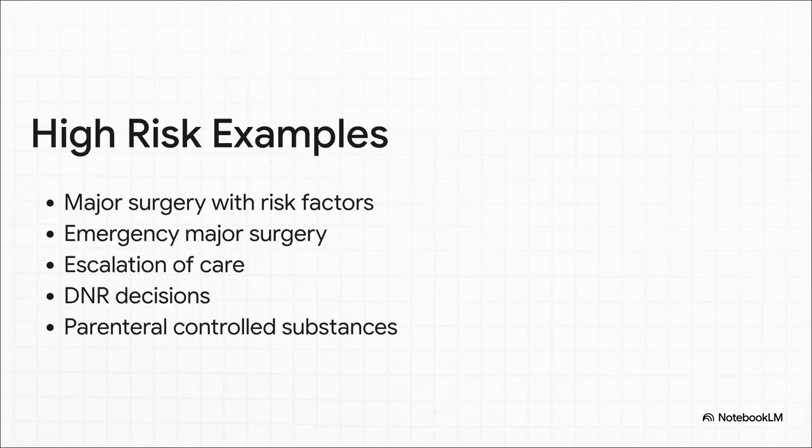So what does high risk actually look like in a chart? Well, it's deciding on an elective major surgery for a patient who has significant risk factors, like a severe cardiac history. It's emergency major surgery, like an appendectomy for a ruptured appendix. It involves high-stakes interventions, like escalating care to the ICU, or conversely, making the really heavy decision not to resuscitate or to de-escalate care due to a poor prognosis. Administering injectable parenteral-controlled substances, like IV narcotics, also instantly places the management into the high-risk category because of the severe risks of respiratory depression or dependency.